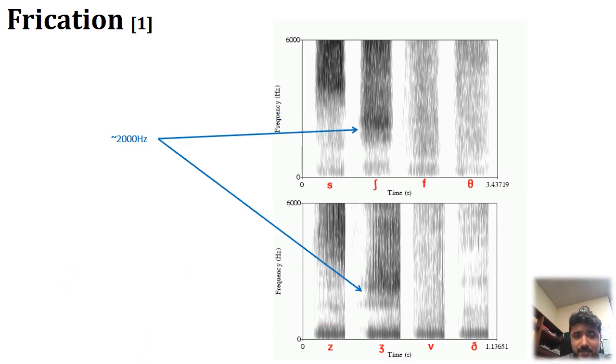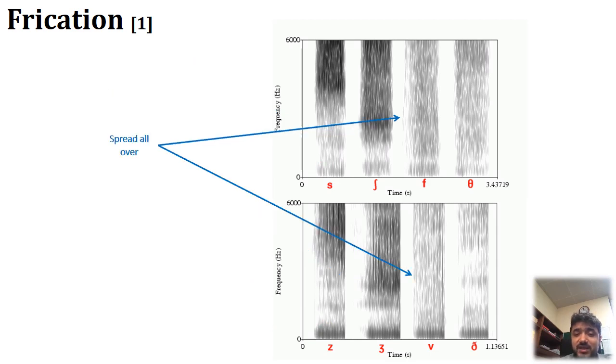For the sha, you see that the noise begins around 2000 hertz roughly. For the fa, it's spread all over, just like a ha. So it's difficult to discern between a fa and a ha. That's true. But fa and va, so the va would have voicing both in the spectrogram as well as in the time domain very clearly.